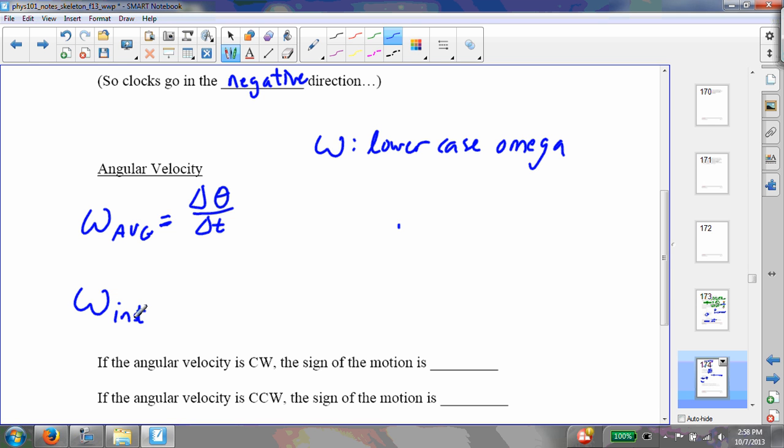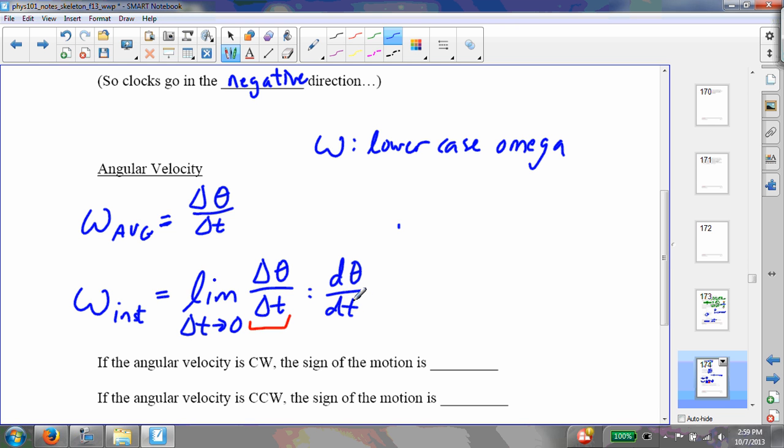Just like we did with velocity in chapter 2, we can find the instantaneous velocity. If you're in calculus, as many of you are, we can define this as the limit as delta t approaches 0 of the average velocity, which is delta theta over delta t. So what we're doing here is we're just saying what happens if you let delta t get really, really small, infinitesimally small. That's called a differential or a derivative, and that's equal to d theta dt. So that's our instantaneous velocity.